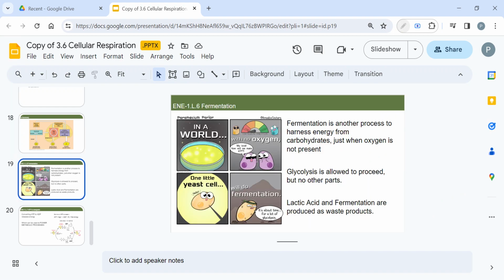We'll go into fermentation in another class. Basically, when you cannot move forward past glycolysis, how is it that we move forward? We'll show you lactic acid fermentation and alcohol fermentation, and how that works, when you get back from break.